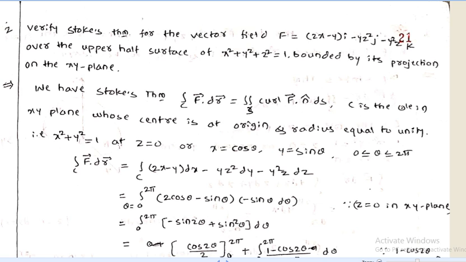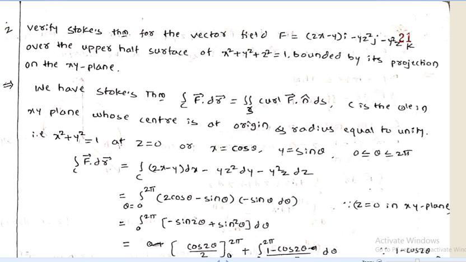Verify Stokes theorem for the vector field f equal to (2x minus y) i minus y z square j minus y square z k over the upper half of the surface x square plus y square plus z square equal to 1, which is bounded by its projection on the xy plane. With the help of x square plus y square plus z square we will find the parametric equation, and which gives the limiting points of the vector field f.